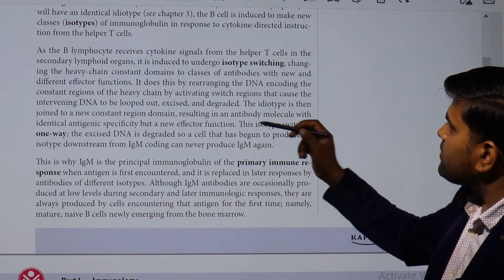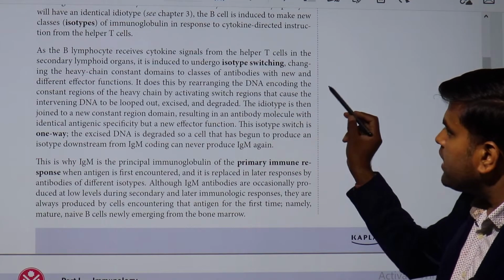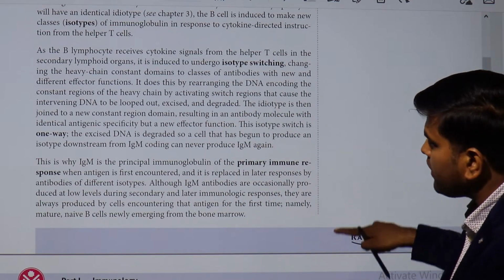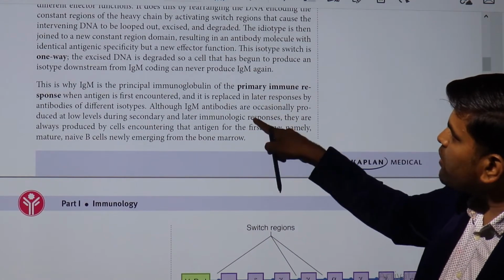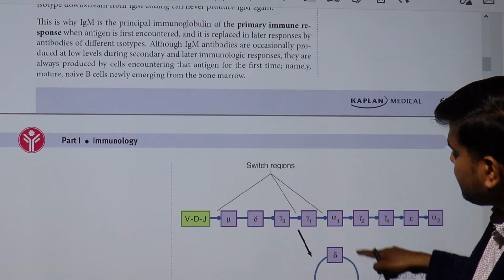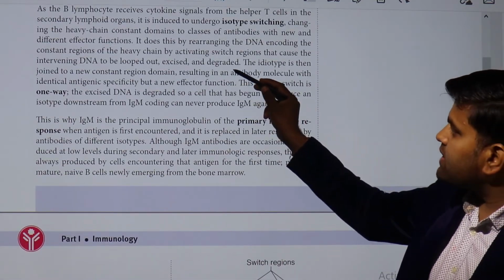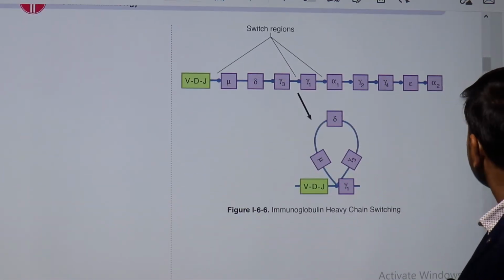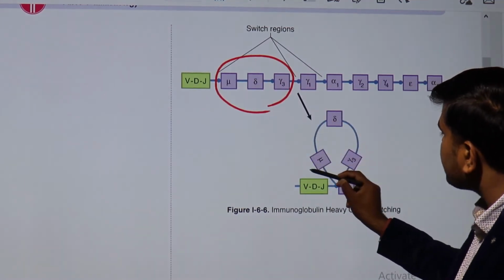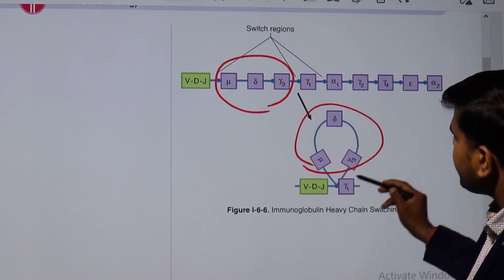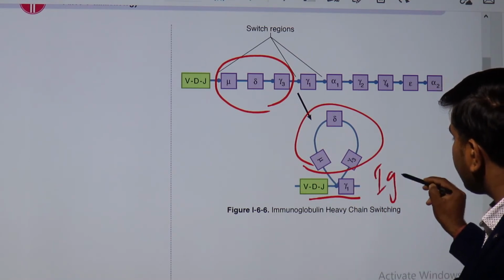This is done by rearrangement of the DNA encoding the constant region of the heavy chain, by activating the switch region that causes the intervening DNA, the in-between DNA, to be looped out. So this is the DNA sequence, and the intervening DNA is looped out. You can see this is looped out and this is looped out, and then excised and degraded. So this portion is looped out, here is this looped out, and they will be excised and degraded and directly form the VDJ with gamma 1 that will lead to immunoglobulin G1.